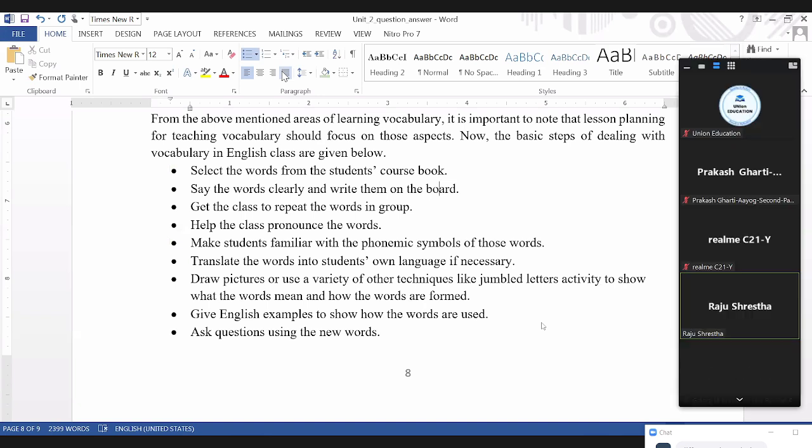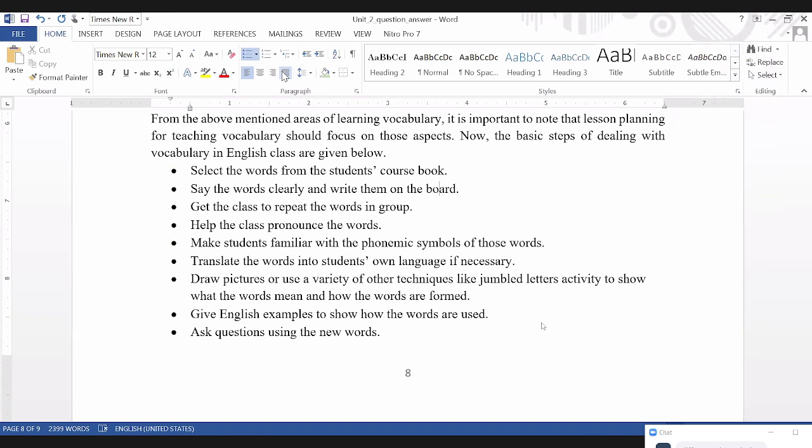We just say the words and write them on the board. These are the basic steps. So say the words clearly and write them on the board. Now, the third step is to get the class to repeat the words in groups, and help the class pronounce the words, and make students familiar with the phonemic symbols of those words, sounds, and their representation, and translate the words into students' own language if necessary, only if necessary.